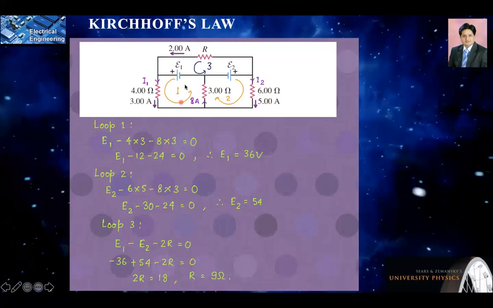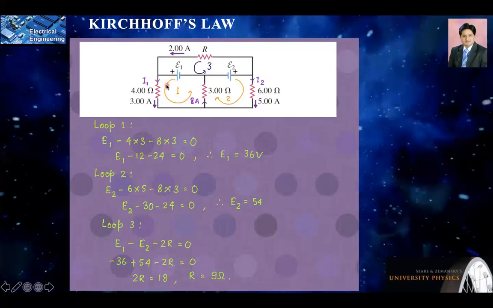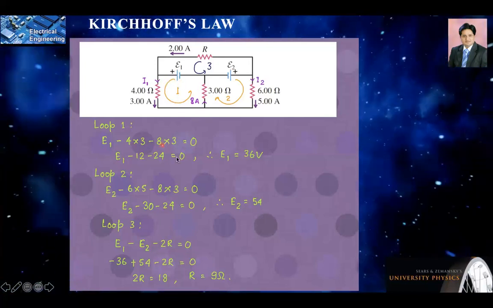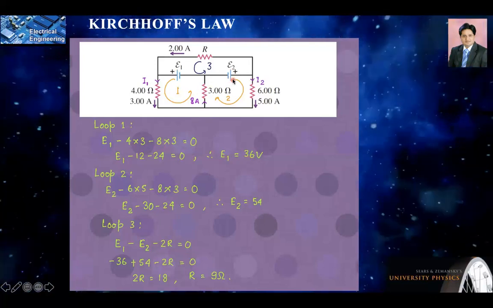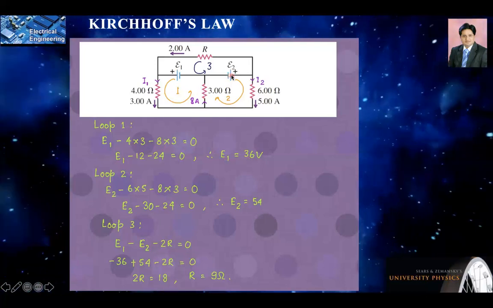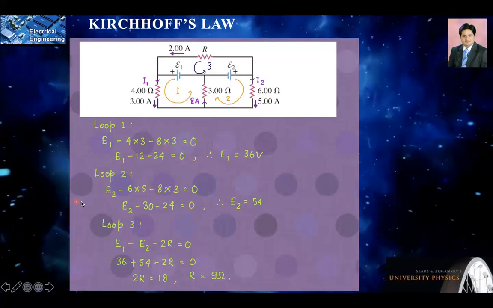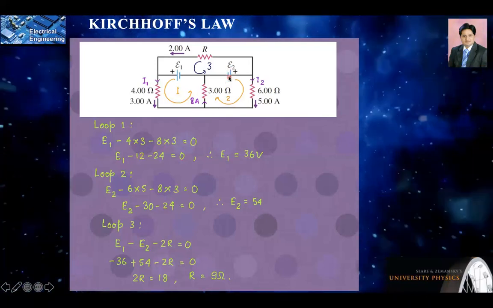Remember, when you are moving in the direction of the current, there is a voltage drop. And this helps you calculate E1 as 36 volts. Let's look at E2. Now you're going from negative to positive. There is an increase in the voltage. So you can write positive E2.